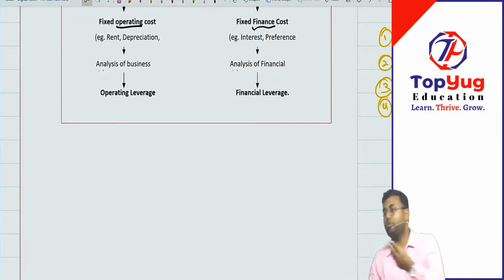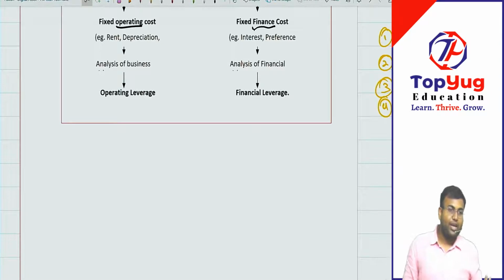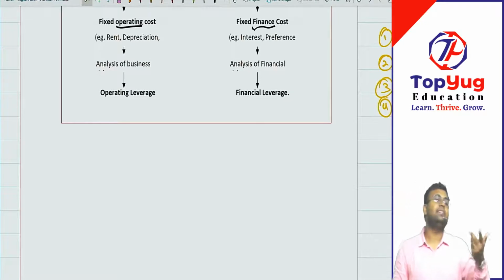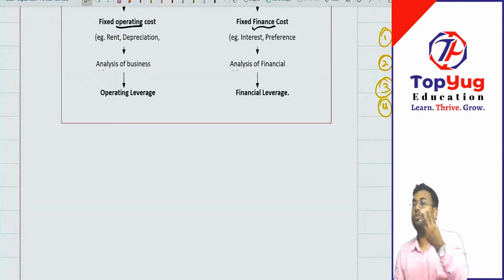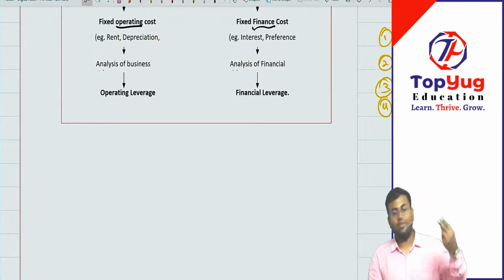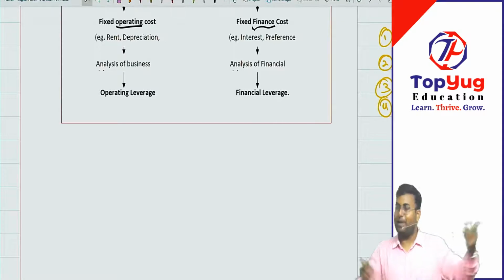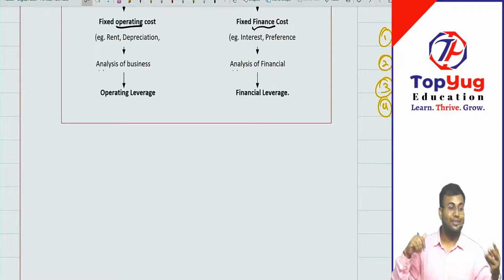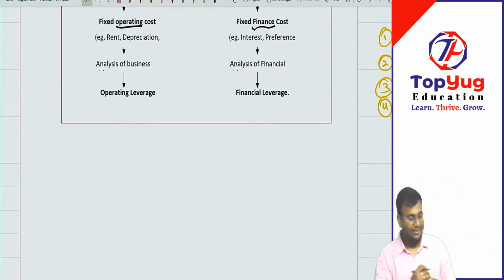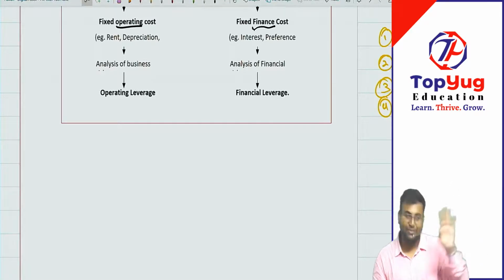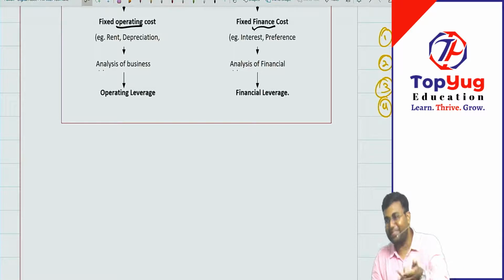Done. There are only two costs, fixed and variable. Can somebody with common sense tell me how a third leverage could exist when there are only two costs? Cost means risk. That's why they said risk involved. So when there are only two costs, two leverages, matter closed. Why is there a third leverage? Combined. How will this third leverage come? The name is combined, so use common sense.